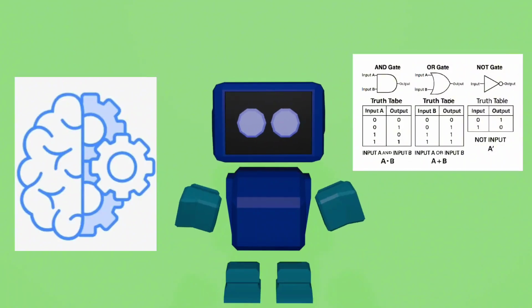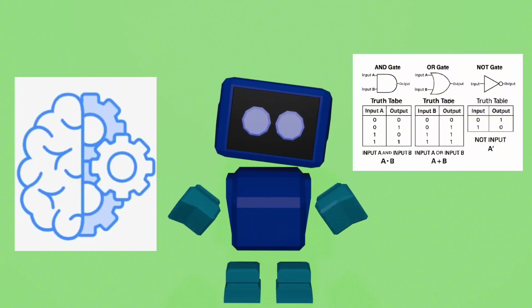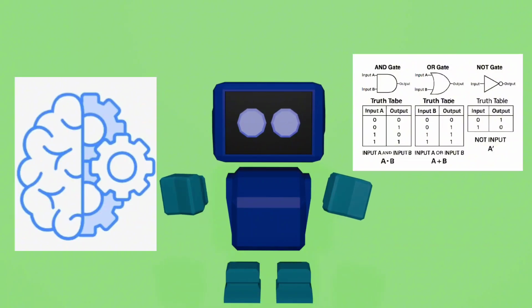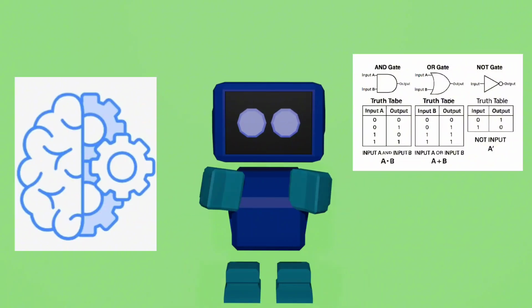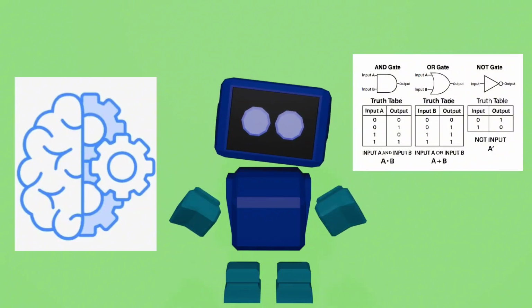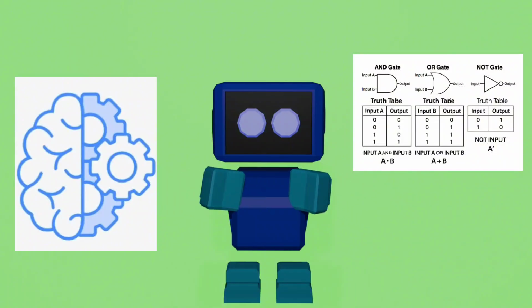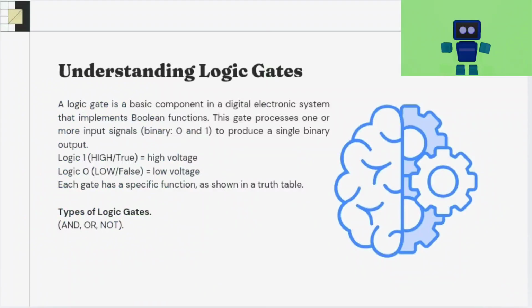In this animated video, I will discuss logic gates, one of the most important fundamentals in digital electronics and computers. Through this animation, I will explain how logic gates work by processing binary signals to produce outputs that comply with the principles of Boolean algebra. I hope this video helps you understand the concept of logic gates in a more engaging and accessible way. Enjoy watching. Understanding logic gates.